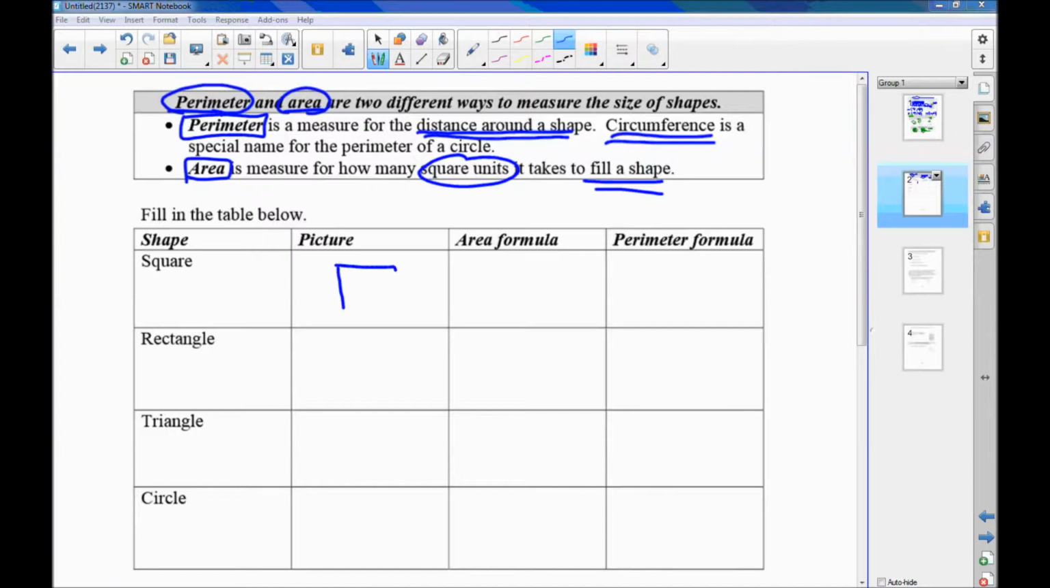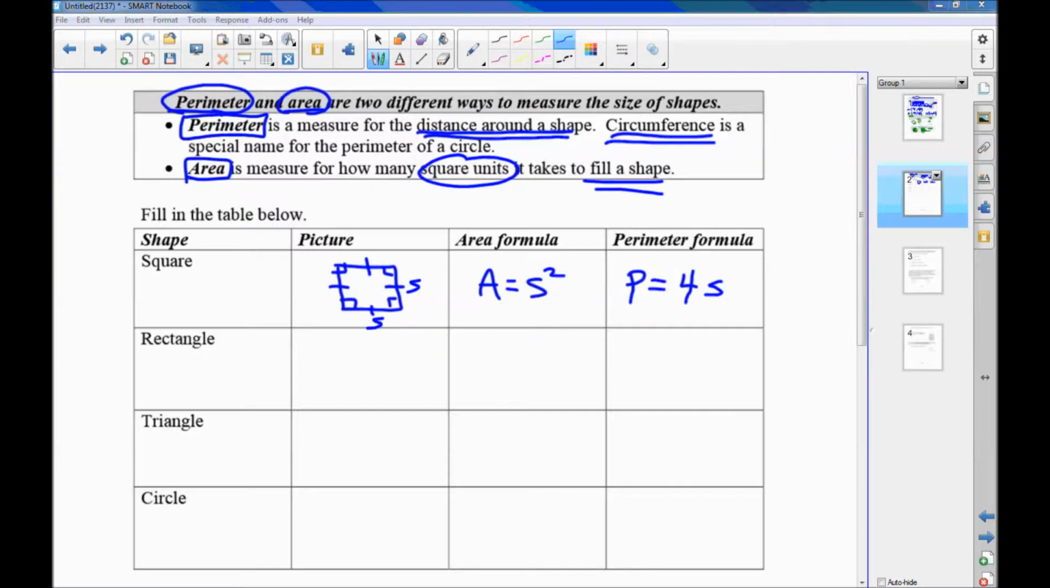Well, a square is a quadrilateral where all of the sides are the same length and all of the angles are right angles. So that's what a square looks like. The area formula for a square is side squared. Now, you can use the formula for a rectangle for a square anyways. This L and W are the same number. The perimeter formula for a square is 4 times the number of sides. So to walk around this, we have to walk 4 lengths of side each.